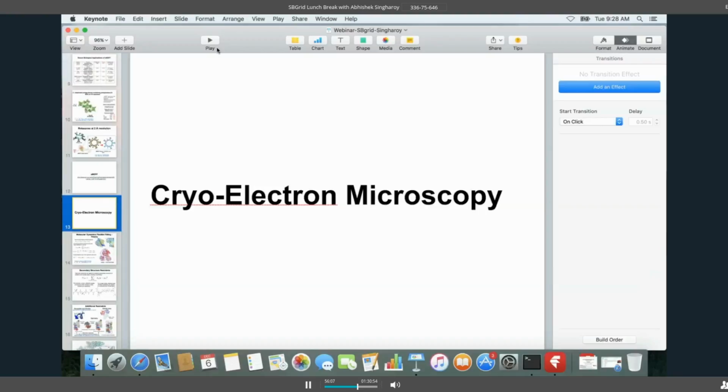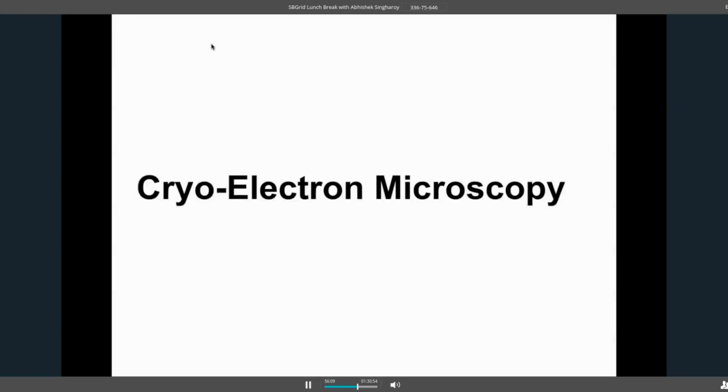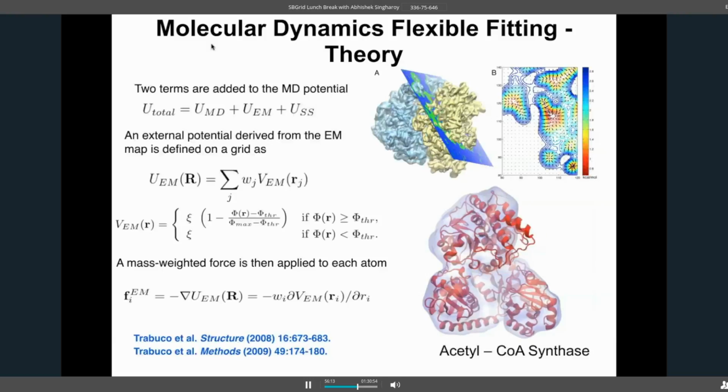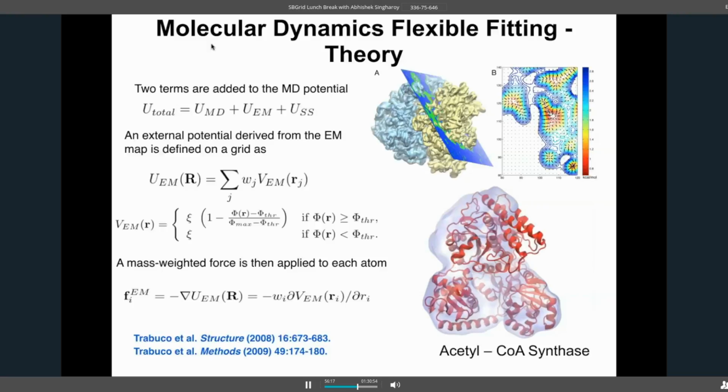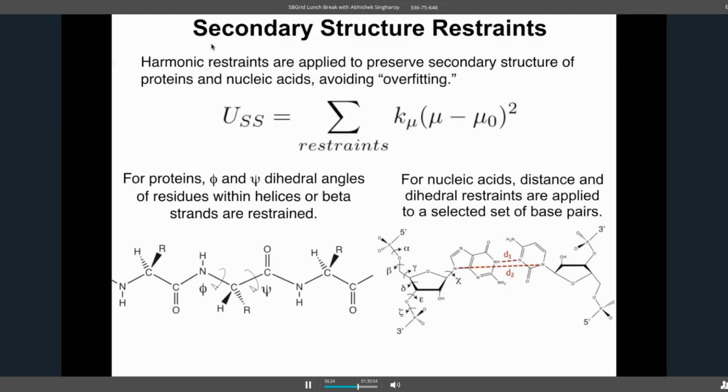Okay. So now then, let's move on to cryo-EM. Again, I had introduced the theory a bit earlier because that was also the same piece of information that went into xMDFF. So now let's quickly move on to what this is. So what is this USS? That was a point that I had left out the last time.